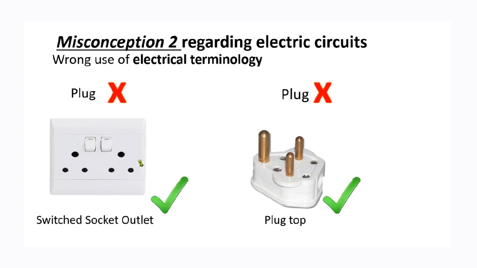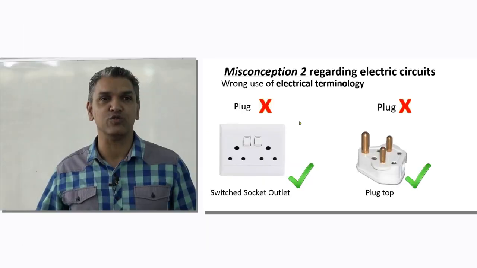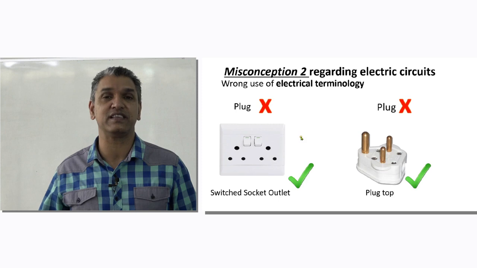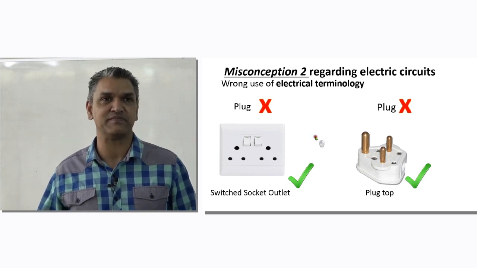Misconception number two is these two particular items that you see here. Many of us have called the one on the left the plug and the one on the right the plug as well. But they both are not the plug. The one on the left is called a switched socket outlet and the one on the right is called a plug top. We've come across this misconception where students use wrong electrical terminology. We must be able to call the components exactly by their electrical names.